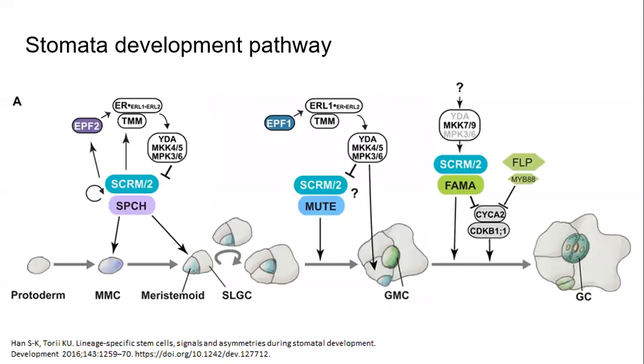So the development of stomata is regulated by a variety of genes, but we will be focusing on one in particular, EPF1. EPF1 binds to the receptors ERL1 and TMM, which then causes the activation of a MAPK cascade. This cascade degrades the transcription factor MUTE, which prevents the stomata development pathway from proceeding. Thus, EPF1 acts as a negative regulator of stomata development.